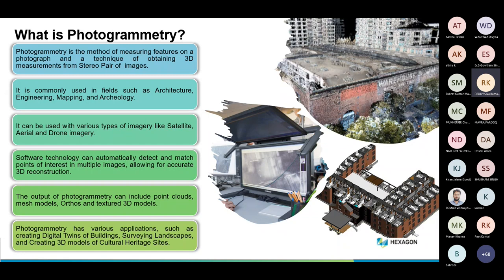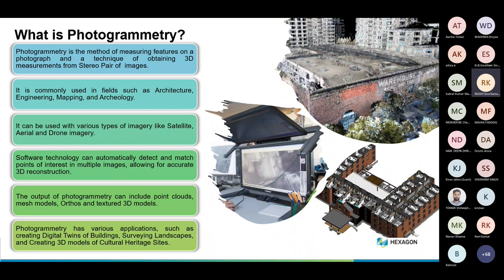So the complete meaning of photogrammetry is to measure the features in the photo within a 3D environment mode. Only in photogrammetry can we measure the features in 3D environment mode, and it is mainly used in architecture, mapping, engineering, and planning departments. Various kinds of images can be used in photogrammetry, like satellite imagery, aerial imagery, and drone imagery. All these three images can be used in photogrammetry, which enables the stereos.